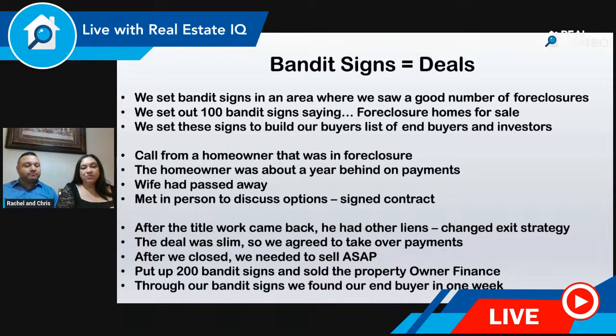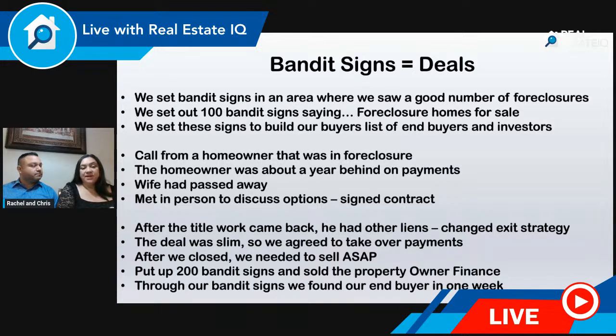After title work came back, there were a few more liens on the property, so our initial thought was something else. We ended up changing and shifting a little bit. There wasn't a lot of money on the deal, so we went ahead and took over his payments. After we closed, we needed to sell it immediately.